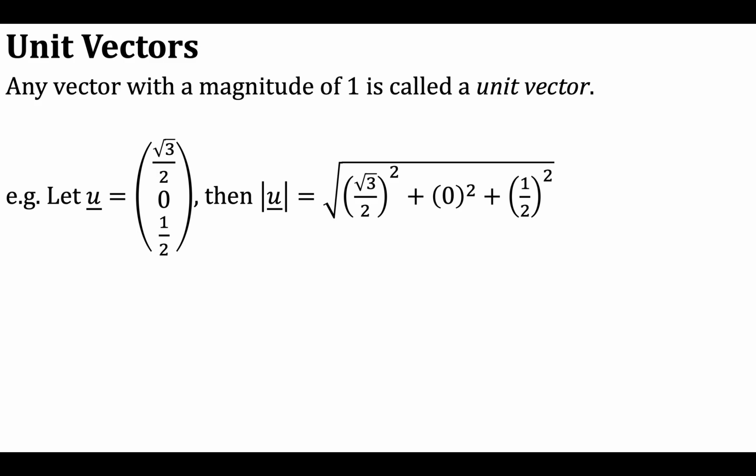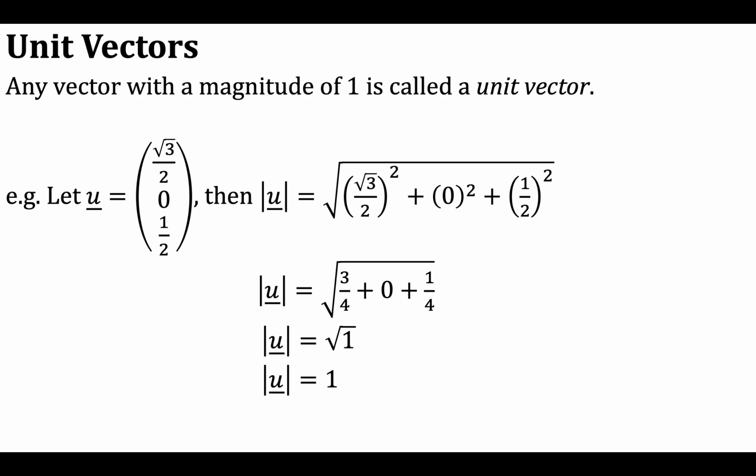So the magnitude of vector u is the square root of the sum of the squares of all of the components. So that's the square root of root 3 over 2 all squared plus 0 squared plus a half squared. That is the square root of 3 quarters plus 0 plus a quarter, which is the square root of 1, which is 1. So we can then say that u is a unit vector because it has magnitude of 1 unit. So let's have a look at the type of thing that you might be asked with regard to unit vectors.